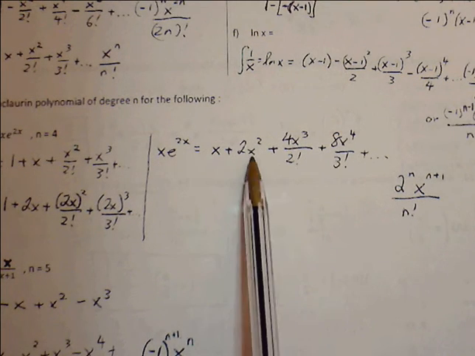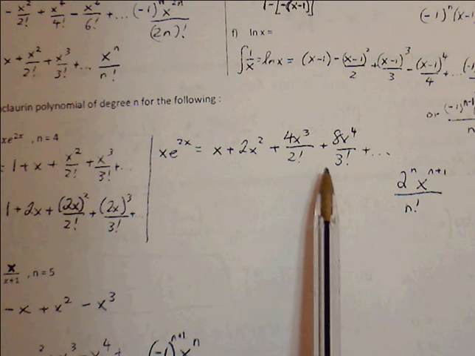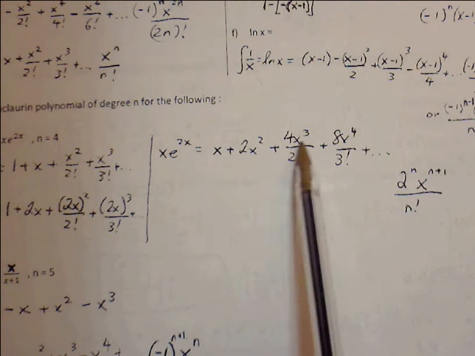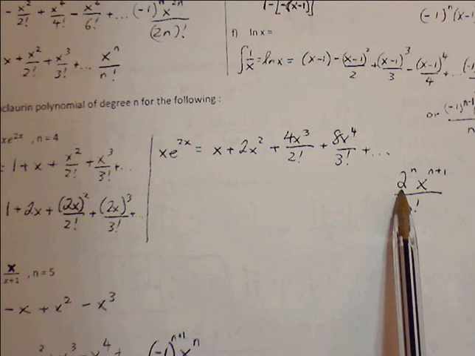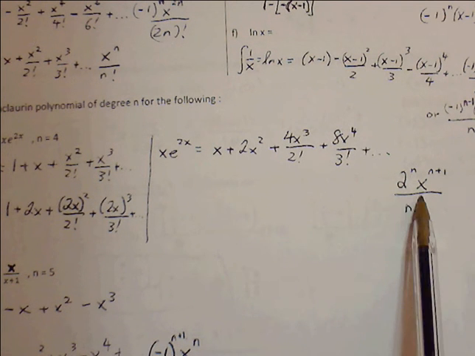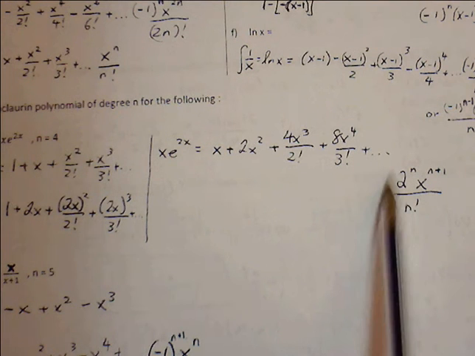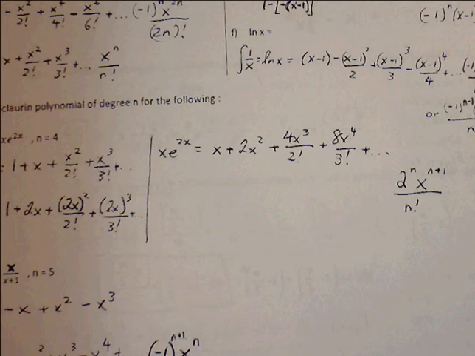Okay. x plus 2x squared plus 4x cubed over 2 factorial plus 8x to the 4th over 3 factorial. And we look at the pattern here, and we see the numerator is increasing by powers of 2. So 2 to the n, x to the n plus 1 over n factorial. Again, getting to the general rule does take a little bit of guess and check to get.